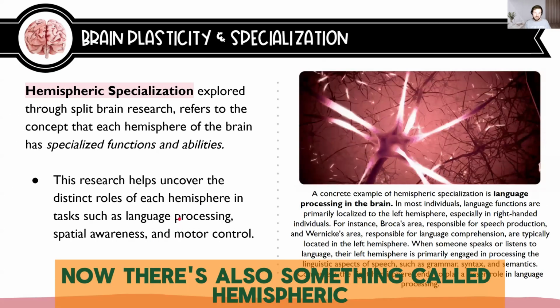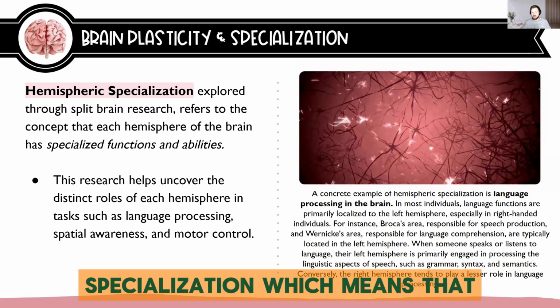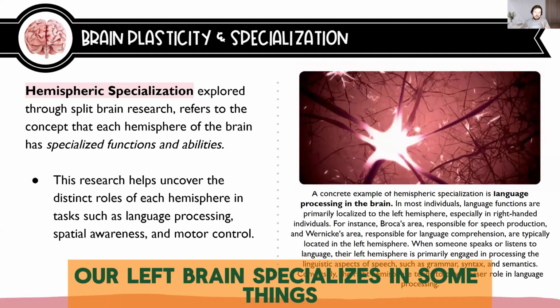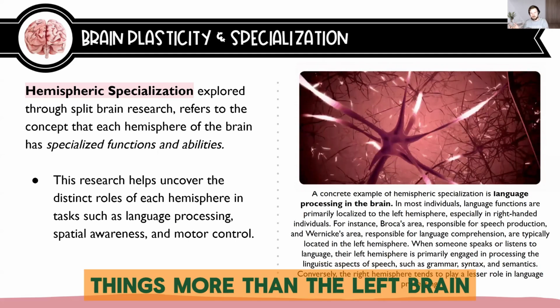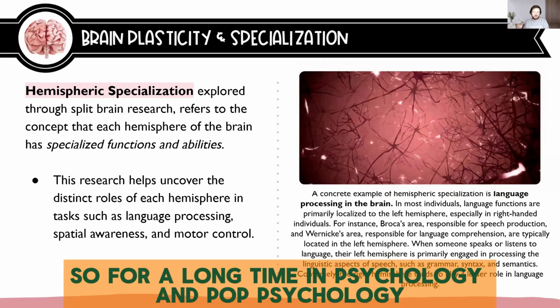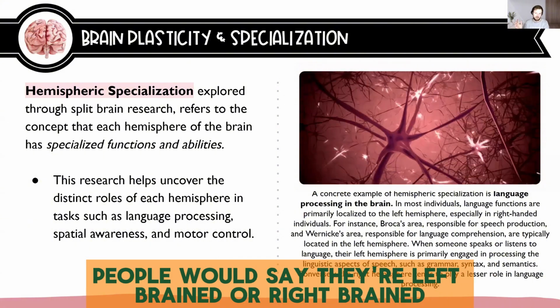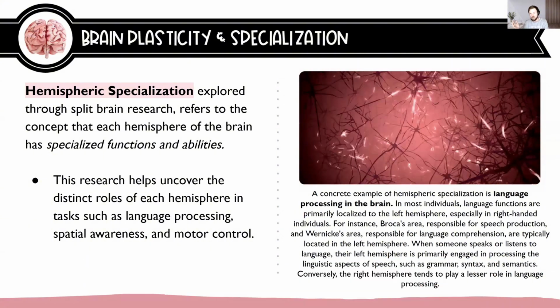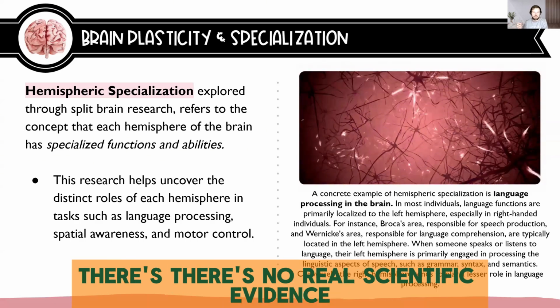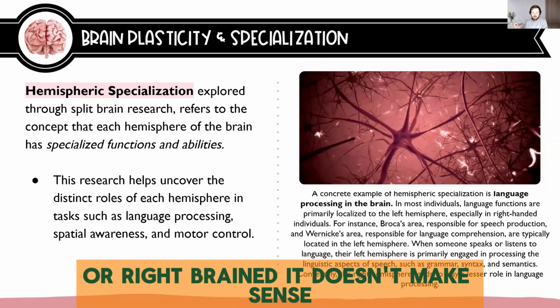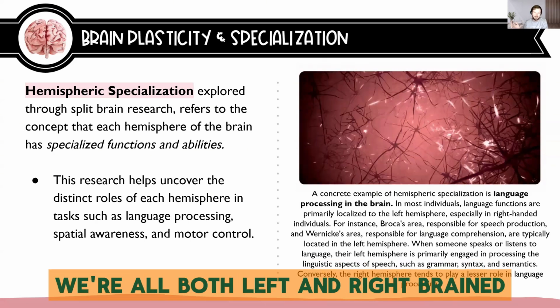Now, there's also something called hemispheric specialization, which means that our left brain specializes in some things more than the right brain, and the right brain specializes in some things more than the left brain. So for a long time in psychology and pop psychology, people would say they're left-brained or right-brained, but there's no real scientific evidence that people are either left-brained or right-brained. It doesn't make sense. We're all both left and right-brained.